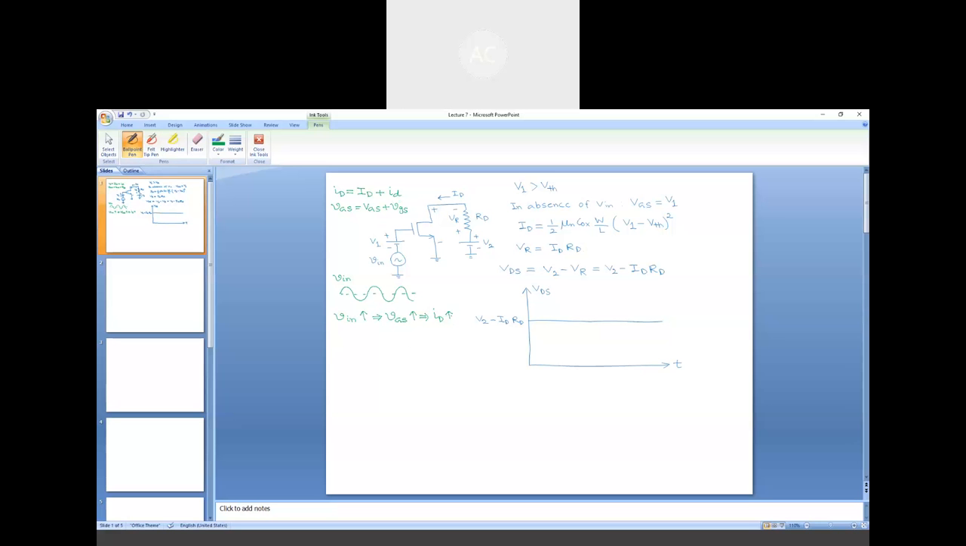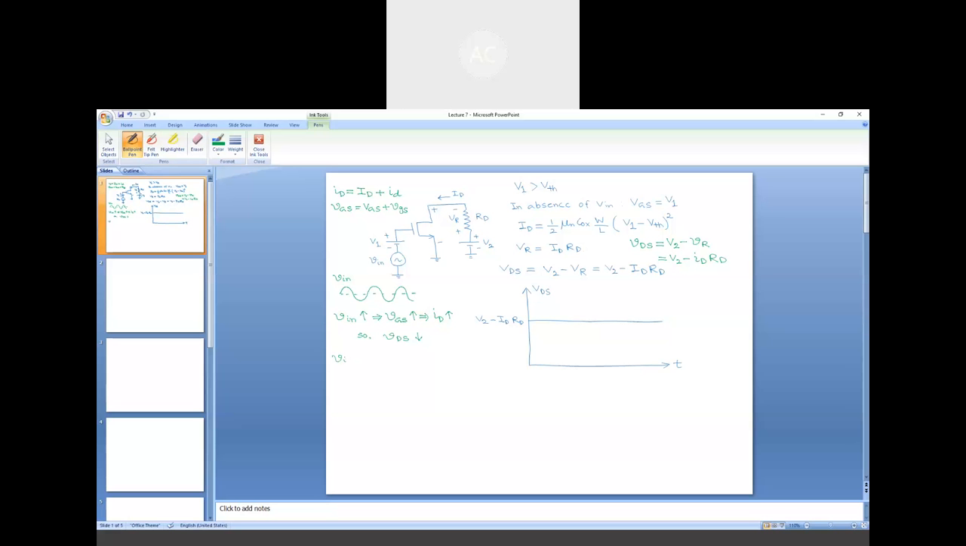Now as ID increases, you can also write down the expression for VDS. Similarly, we can write VDS, this voltage, to be V2, because this is a constant voltage over here, minus small v capital R, and that is equal to V2 minus small ID into RT. So it is quite apparent that as Vin increases, this ID will also increase, and therefore we can write this small VDS will drop down.